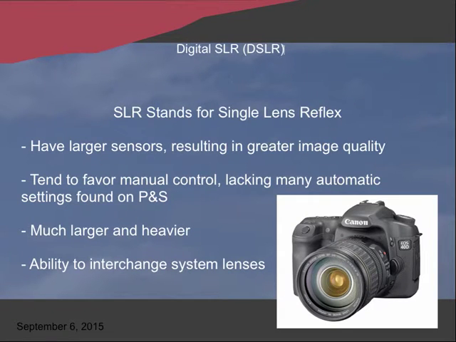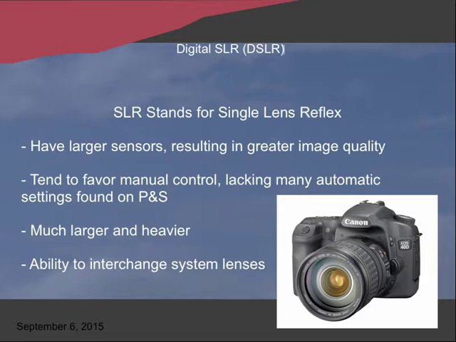And then we get to what we are going to be using for this class, our digital SLRs. SLR stands for single lens reflex. Digital SLRs have larger sensors, which result in greater image quality. They tend to favor manual control, which is going to be very important for all of us. And what you're going to be learning is how to set your cameras manually, how to set up shots manually. And they lack many of the automatic features that are found on the point and shoots.